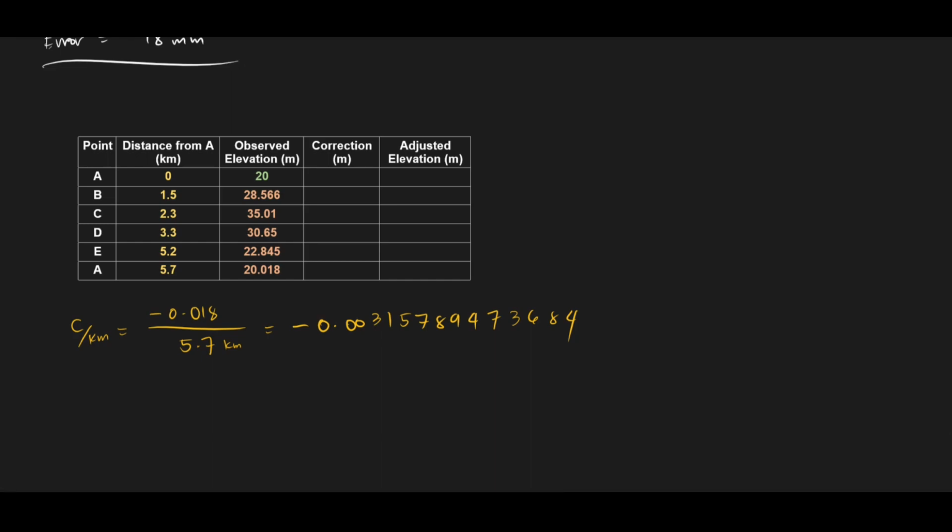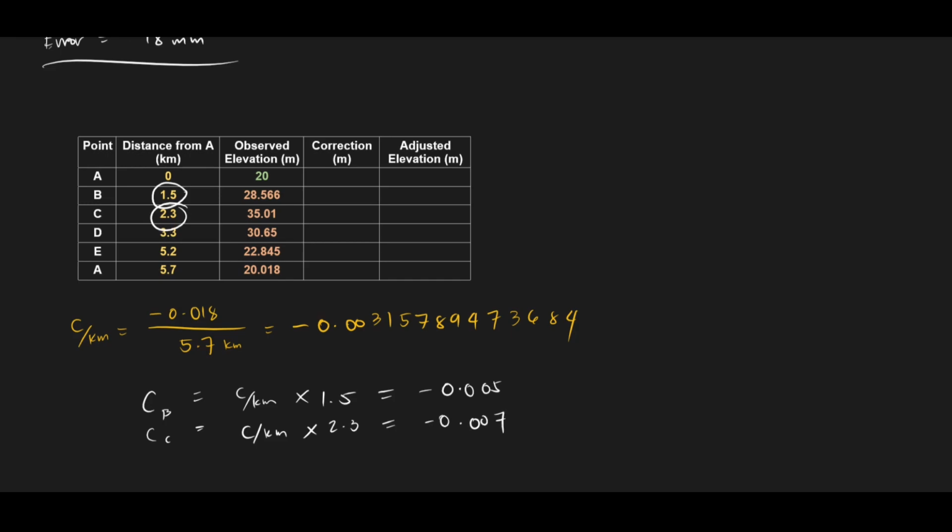Let's calculate the individual corrections. Let's say you want to calculate the correction of point B. Let's start with point B until we reach point A. The correction for B is equal to C per kilometer multiplied by 1.5, the distance from A, which is equal to negative 0.005. How about for C? You get C per kilometer multiplied by 2.3, which is equal to negative 0.007.